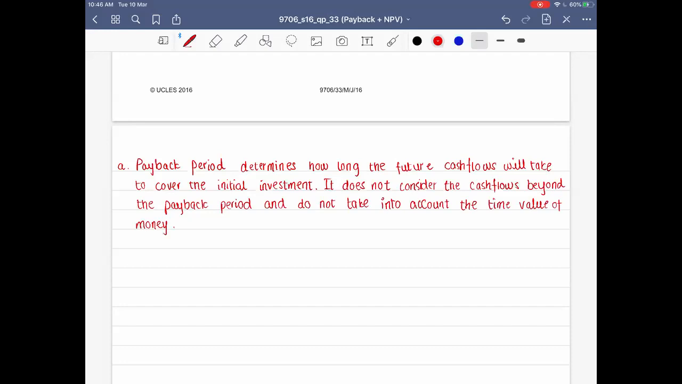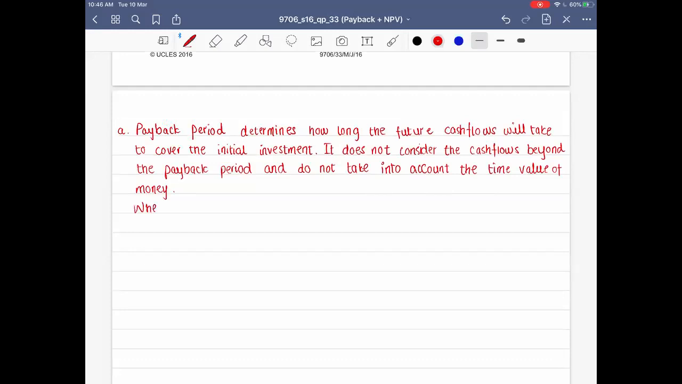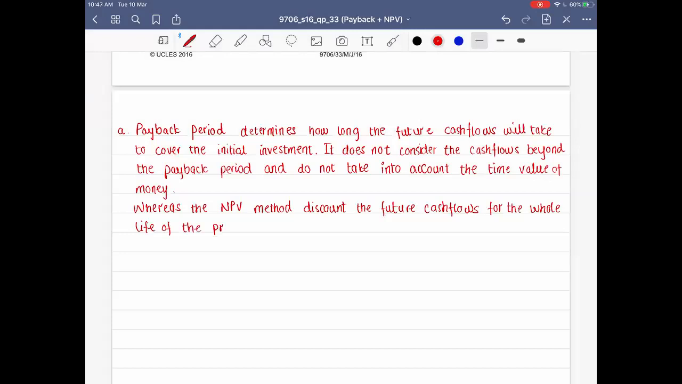Whereas the NPV, net present value method, discounts the future cash flows for the whole life of the project and takes into account the time value of money.